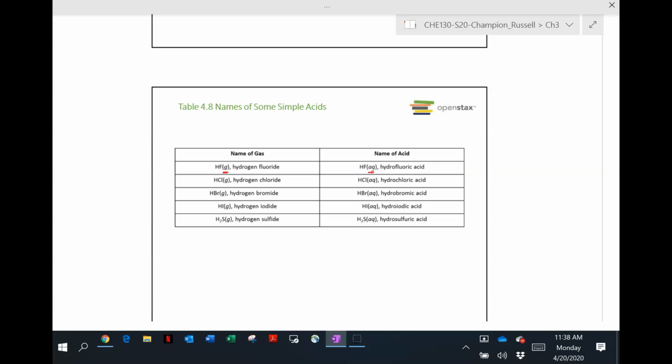HBr, hydrogen bromide if it's gas. If it's aqueous, hydrobromic acid. HI, hydrogen iodide, is a gas and can be considered to be hydroiodic acid in aqueous solution. Less commonly thought of as an acid, but technically an acid. Hydrogen sulfide gas, which is quite toxic, by the way, if you dissolve that in water, is hydrosulfuric acid. But again, that one is probably less thought of as an acid than the other ones that we've written. And again, the other name for these are the mineral acids.